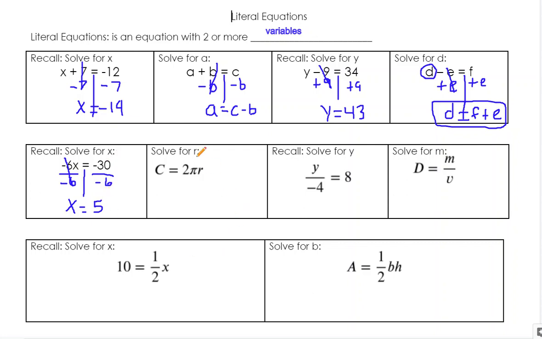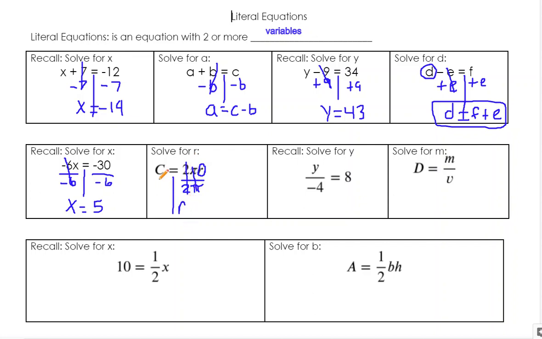All right, so let's say I was solving for r. Here's r. What's happening to the r? Well, I see a 2 times pi times r. That's what's happening, right? So if I want to get r by itself, and all these are being multiplied, I would divide by the things I don't want. Well, I don't want 2, and I don't want pi. So these would cancel out. Pi divided by pi gives me 1. 2 divided by 2 gives me 1. So that leaves me with r.